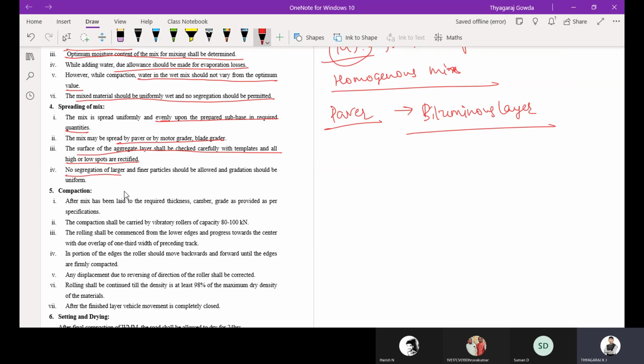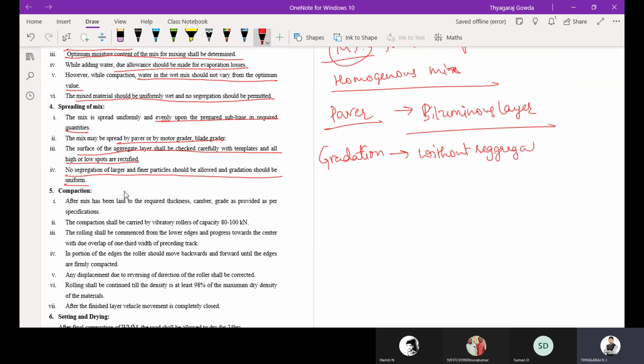Then no segregation of larger and finer particles should be allowed and the gradation should be uniform. You should maintain the gradation. Gradation should be maintained in the wet mix macadam without segregation.